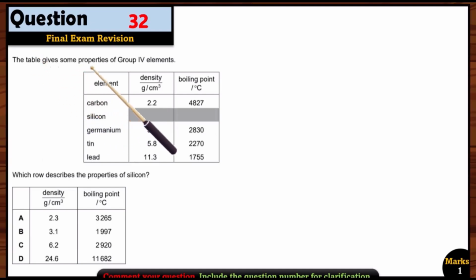The table gives some properties of group 4 elements. Okay, these are all the properties. Which row describes the properties of silicon? Let's see one by one.